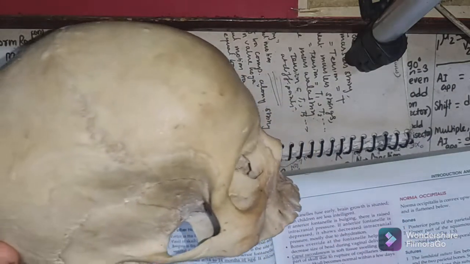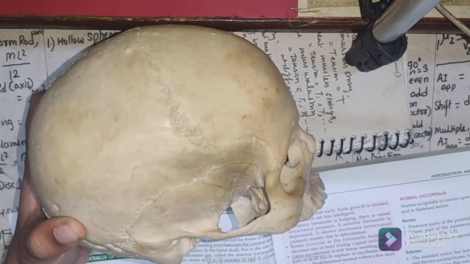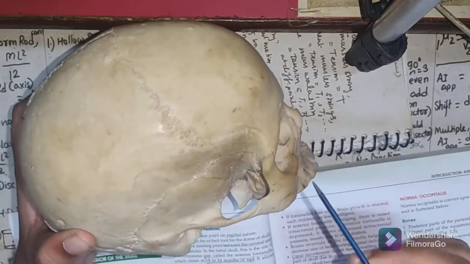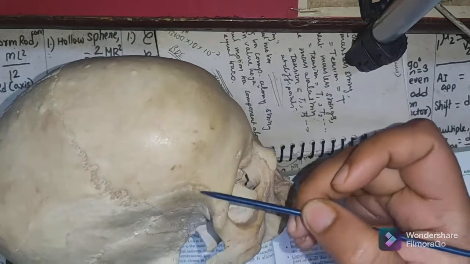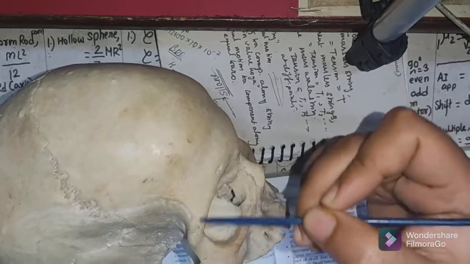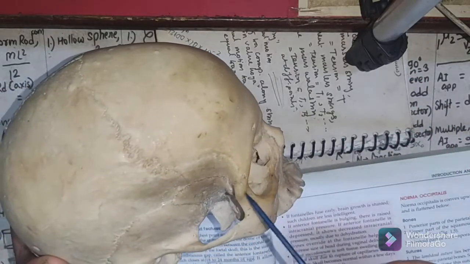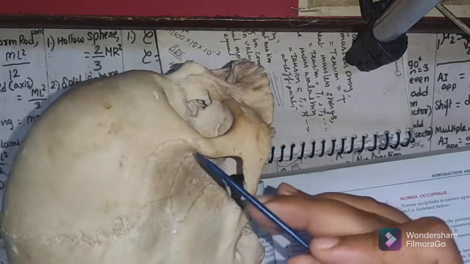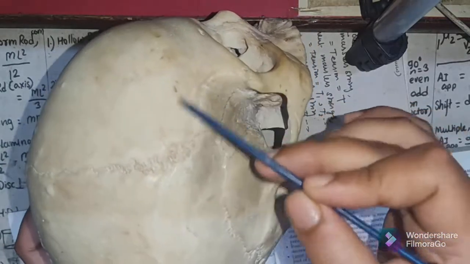Now let's come to the temporal lines. The temporal lines begin at the zygomatic process of the frontal bone. This is the frontal bone and this is the zygomatic process of the frontal bone. This is the zygomatic bone, and this is the meeting point of the zygomatic bone with the zygomatic process of the frontal bone. You can see the temporal line coming from it.